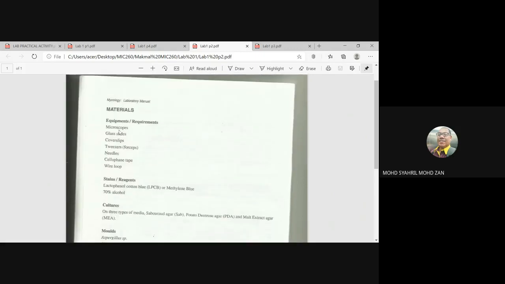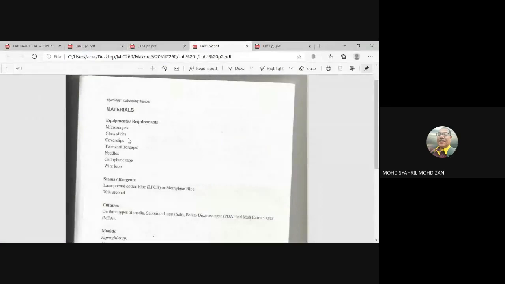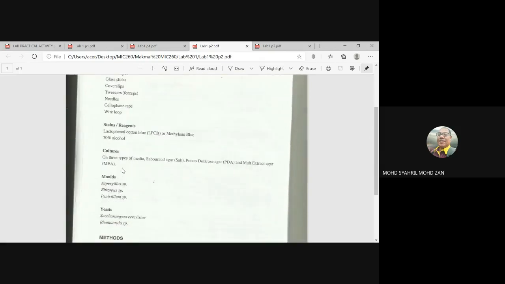So we need several materials. Number 1 will be microscope, of course. Kita perlukan microscope. Okay. Number 2, glass slide, to put our samples, cover slip to cover our sample because we're using a microscope, tweezer or forceps, needles, cellophane tapes, and wire loops.